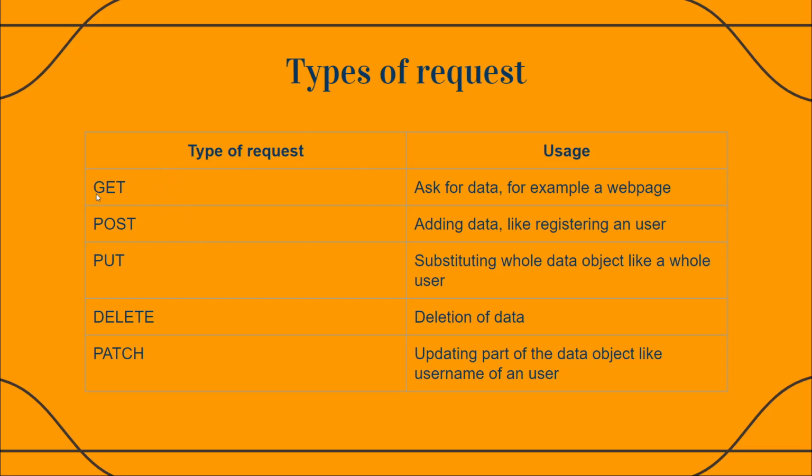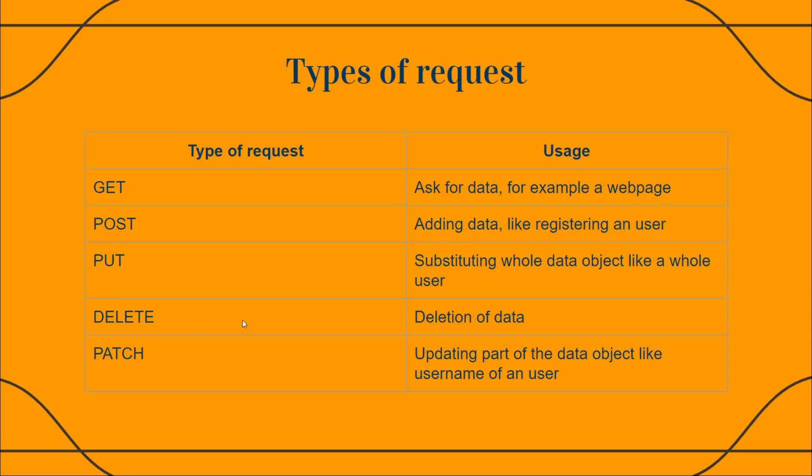So first type is GET. So this is just asking for data, for example, for a web page. So whenever you open up a web page, you are doing a GET. It means that you are asking to get something in return. Then we've got POST, which is for adding data like registering a user. PUT, which is substituting a whole data object like a whole user. So for example, if I have made a POST request that has added a user, then I made a PUT request for the same user, then I will substitute this whole data object.